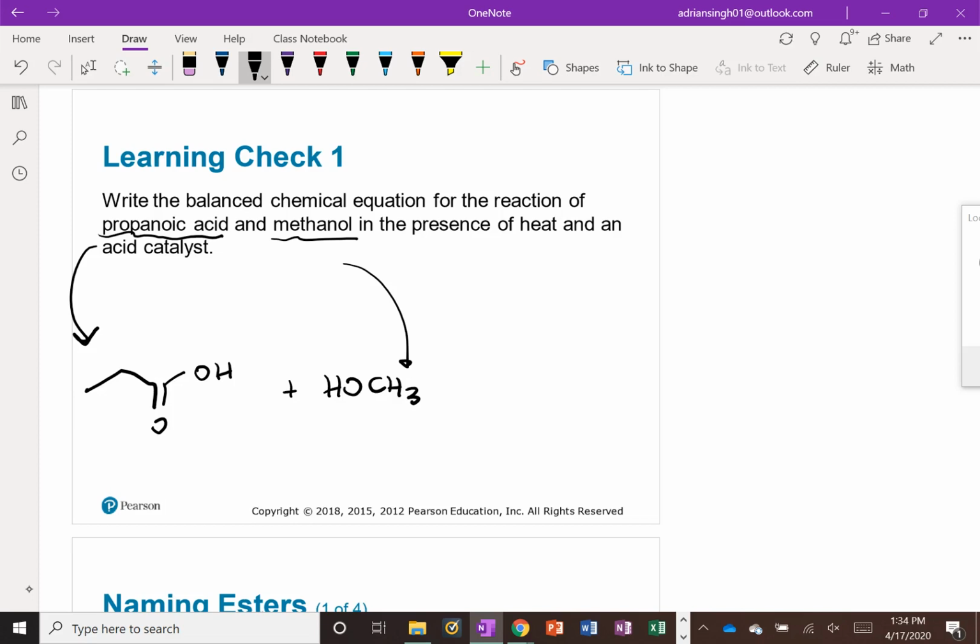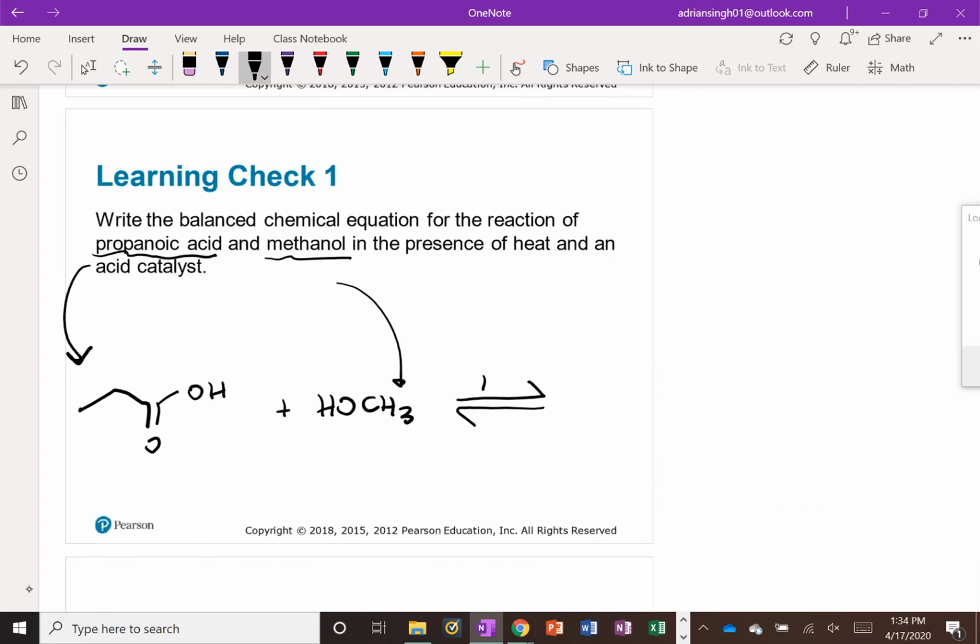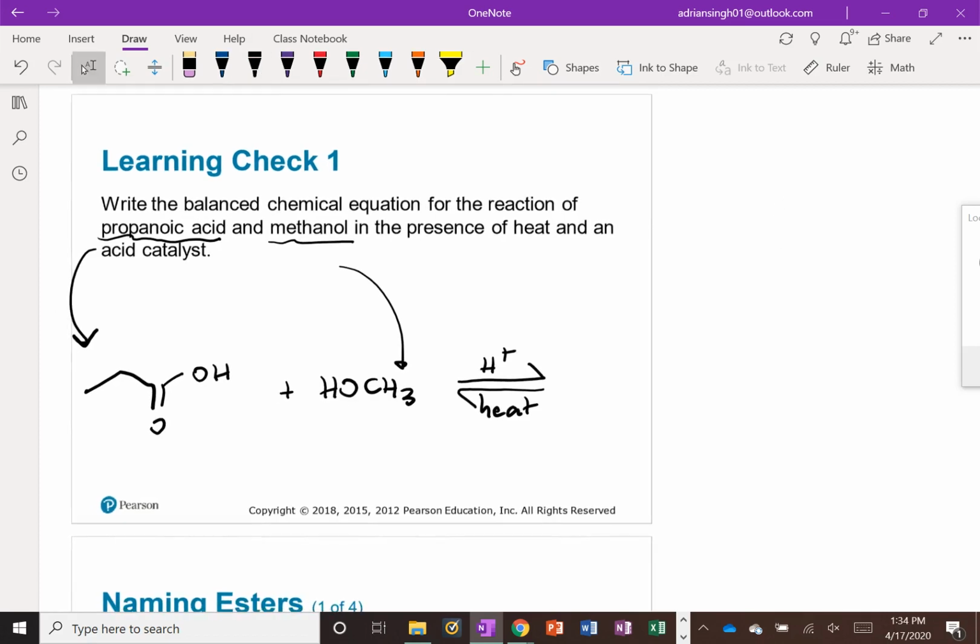Let me just finish up my arrows here. You'll notice that the arrows go in both directions, which means this is a reversible reaction. And it says heat, and we have an acid catalyst. Those are the typical conditions for forming an ester. All right, and then we're going to do the same thing that we saw before. We're going to combine the OH from the acid with the H from the alcohol. That's going to produce water. I'm going to draw that right here, so H2O.